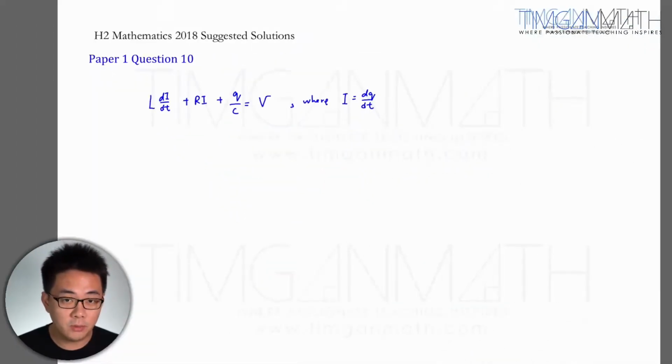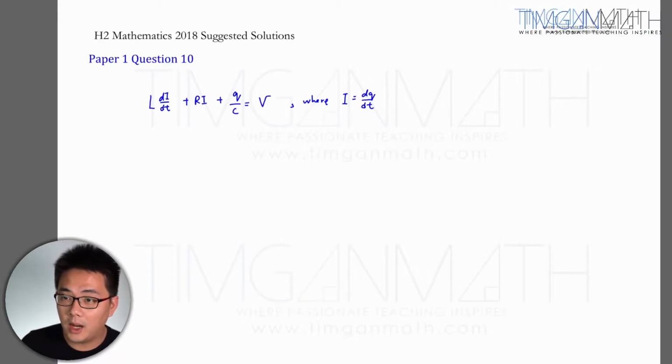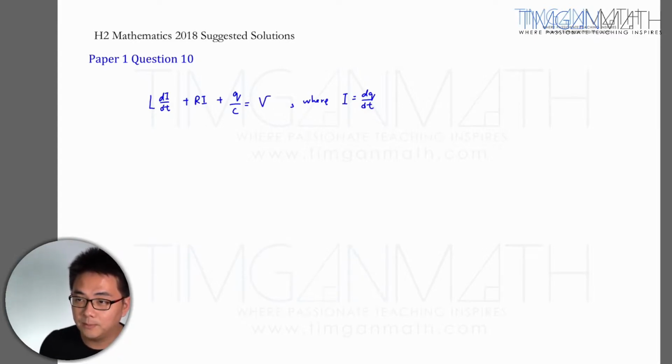Hi students, let's look at this question, which was taken from the year 2018, paper 1 question 10, H2 math paper. You are given that an electrical circuit comprises a power source V, a resistance R, a capacitance of C farads and an inductance of L henries. Now the current in the circuit at time t after turning on the power is I amps, and the charge of the capacitor is Q coulombs.